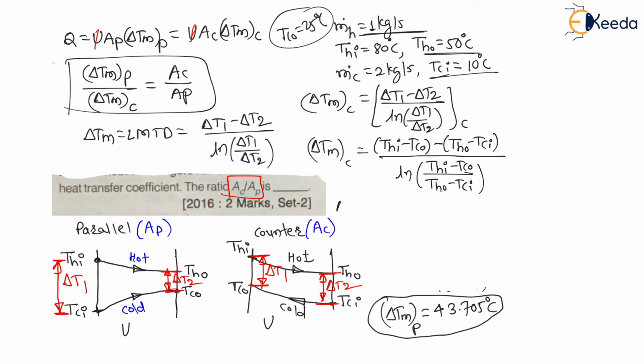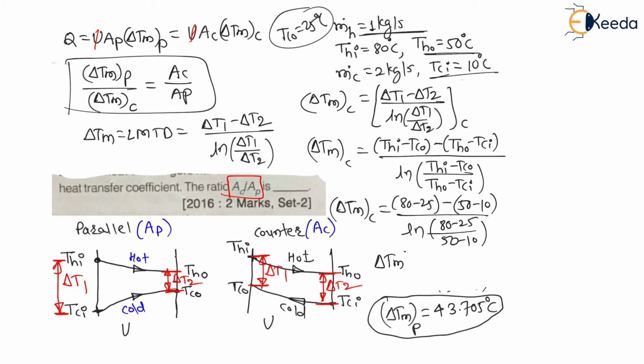Right. Therefore, let us find this delta Tm of counter flow heat exchanger. Let us put the values. Thi is 80, Tco is 25. Therefore, it is 80 minus 25 minus Tho, which is 50, Tci is 10. Therefore, it is 50 minus 10 whole divided by ln of 80 minus 25 divided by 50 minus 10, right? So my dear students, this log mean temperature difference of counter flow I will get equal to 47.103 degrees Celsius, right?